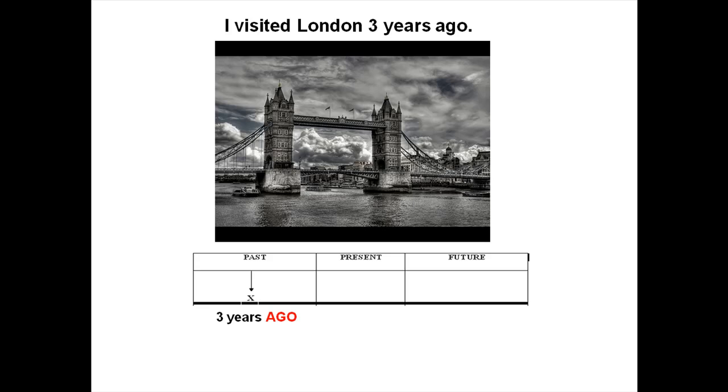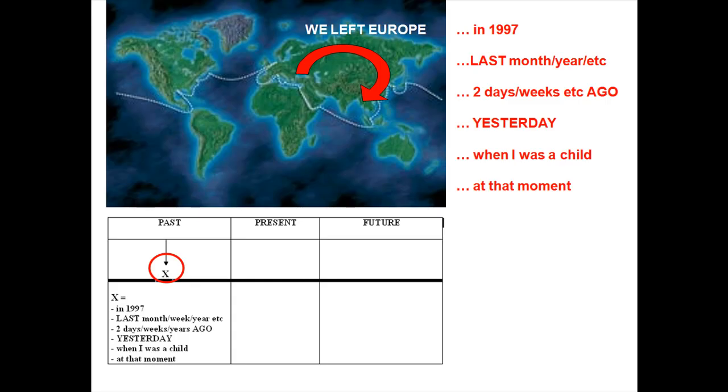The simple past is used when you talk about an action that existed at a precise point in the past and is completed. The speaker feels mentally distanced from it. The action belongs to a past that is over. In the sentence, I visited London 3 years ago, my mind is back to 3 years ago. When the time of the event is mentioned or is clear from the context, we use the simple past. We left Europe in 1997, last month, 2 days ago, yesterday, when I was a child, at that moment.